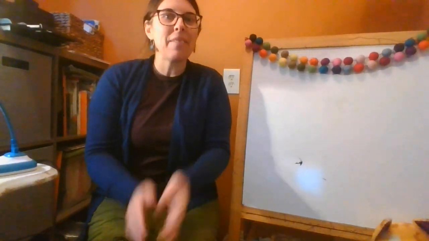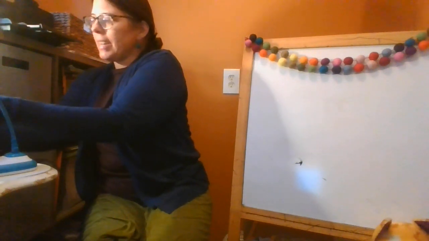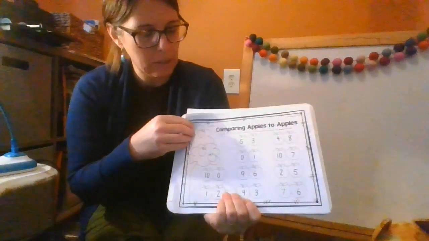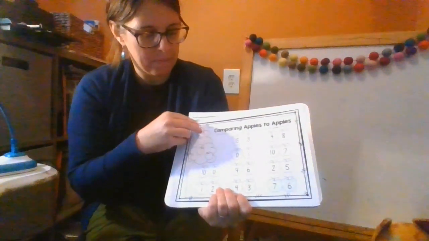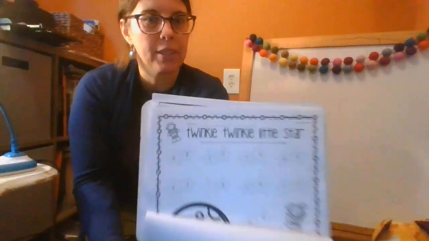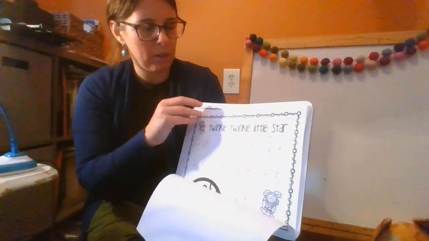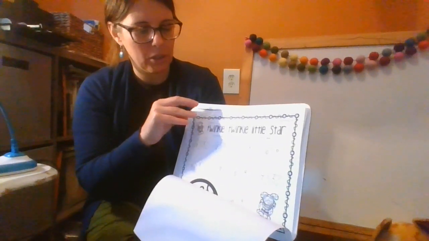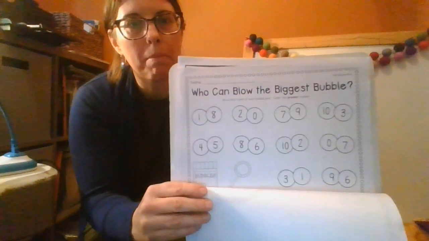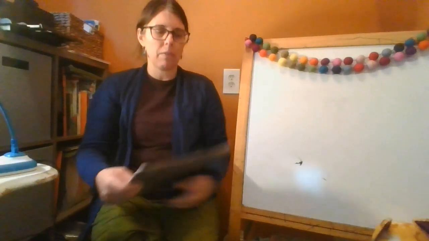We're working again with greater than and less than and comparing numbers. For today, you'll have 3 different worksheets. There's one with apples, one with stars, and one with bubbles. Let me show you. Here's the one with bubbles. Okay, so you have 3 different worksheets.